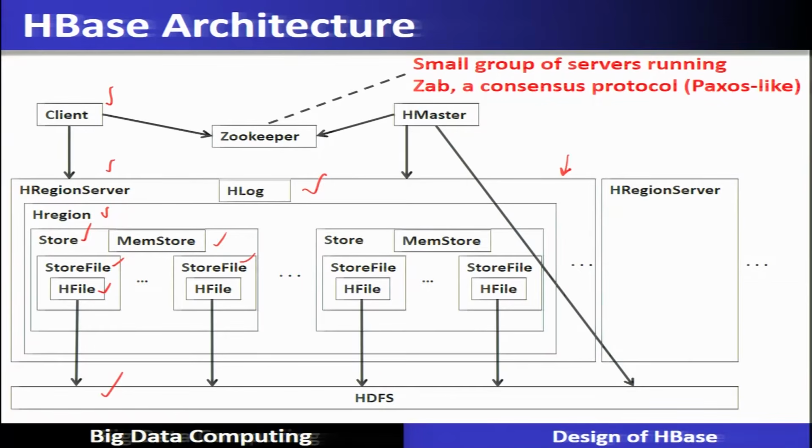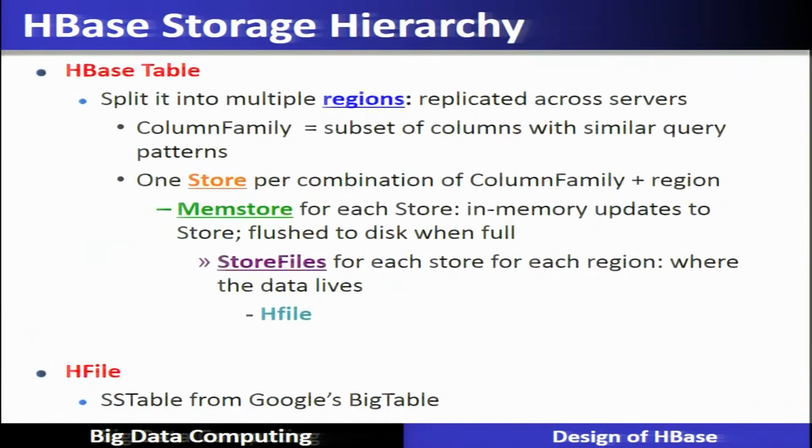Now, there is one HMaster, and the HMaster communicates with the ZooKeeper, with the HRegion servers and with HDFS. We have seen about the HMaster. ZooKeeper is a small group of servers which runs a consensus protocol like Paxos, and ZooKeeper is the coordination service for HBase, and assigns the different nodes and servers to this particular service. If ZooKeeper is not there, then HBase will stop functioning.